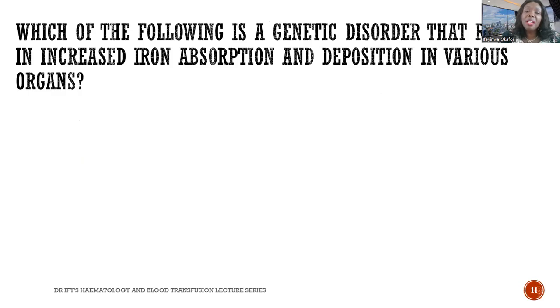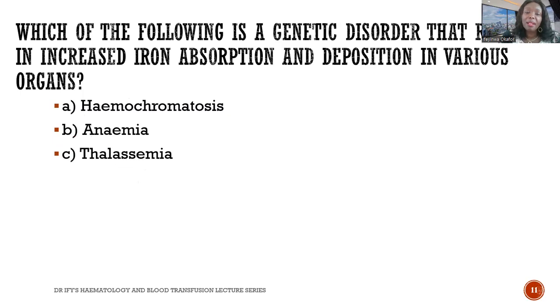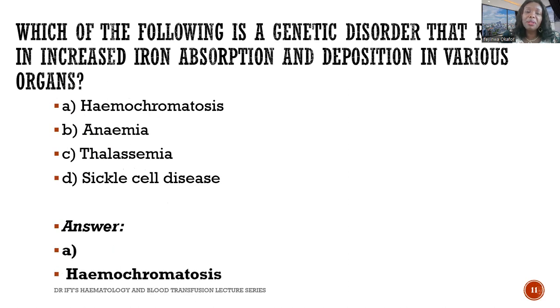Which of the following is a genetic disorder that results in increased iron absorption and deposition in various organs? Hemochromatosis, anemia, thalassemia, sickle cell disease. Answer A, hemochromatosis.